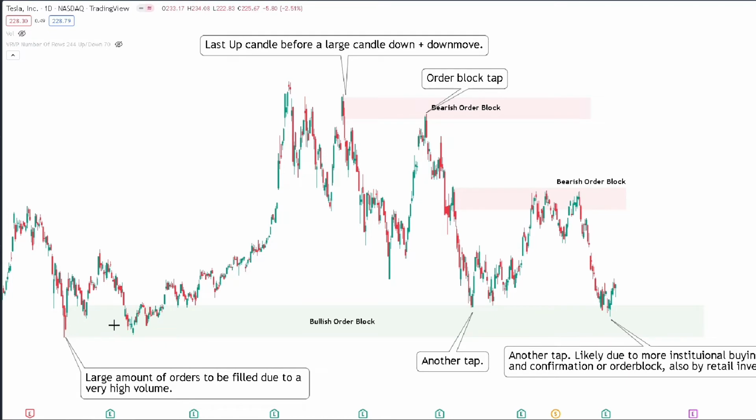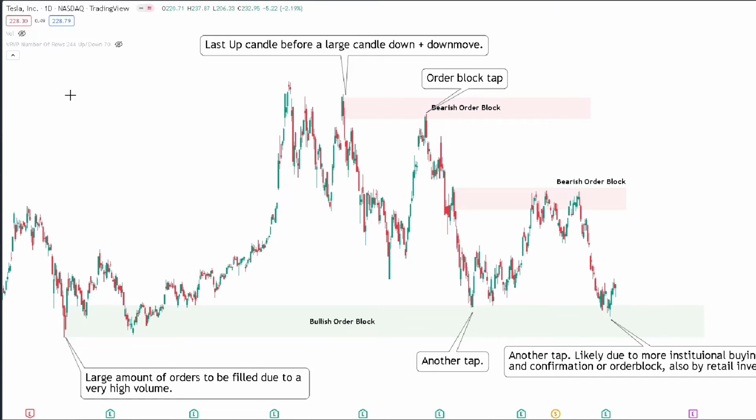Since there are so many orders from not only institutions but retail, this is a great stock to swing trade. That's why retail has been really into Tesla as well. But as you can see, there are multiple taps into this order block, which means there are a lot of orders here.